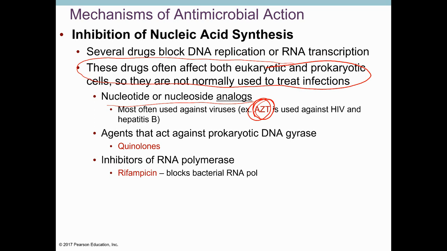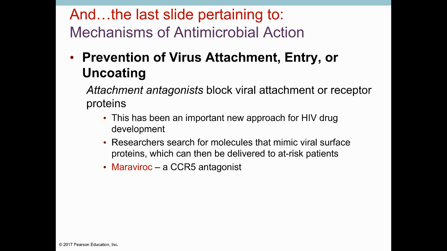You have drugs that block something called DNA gyrase, which is an enzyme necessary in DNA replication. And this drug here, the quinolones, act particularly against the prokaryotic version of that enzyme. And then inhibitors of RNA polymerase would involve blocking transcription. Rifampicin blocks the bacterial RNA polymerase. So that's the enzyme that would make mRNA in a bacterial cell. But like I said, these don't usually have the level of selective toxicity that you're hoping for with an ideal drug.